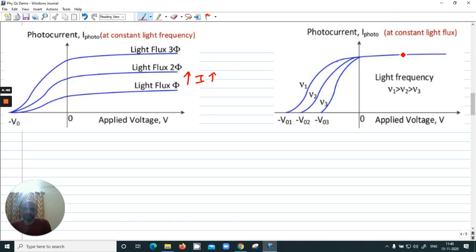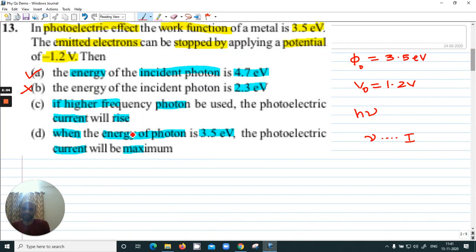But if the intensity of the incident light is kept fixed, but the frequency is increased, the saturation value of the current will not increase because the number of photons is not increasing. Only the energy of the photon is increasing. That means that the kinetic energy of the photoelectron is more. So that will not change the saturation value of the current. So option C says if higher frequency photon is used, current will rise. That's not true. The current will increase if the intensity of the light is increased.